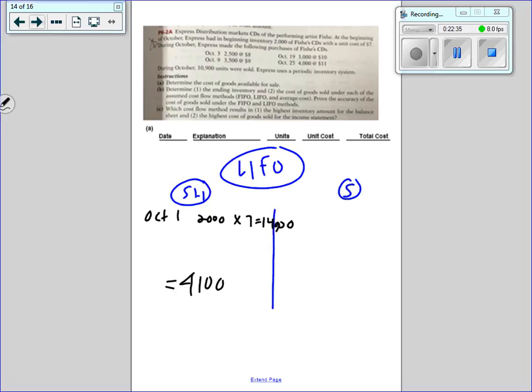On October 5th, we bought 2,500 items. Do we need all of them? We just need to get to 4,100, so we're only going to actually value 2,100 of them, because that 2,000 plus 2,100 is 4,100. Times the value we purchased them at, $8, to equal 16,800.